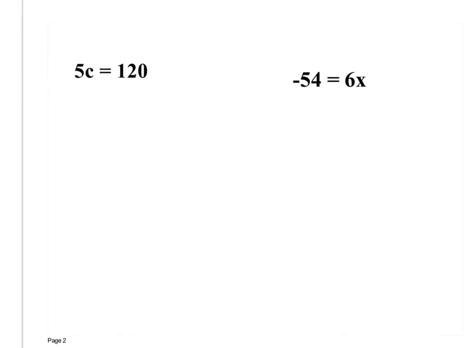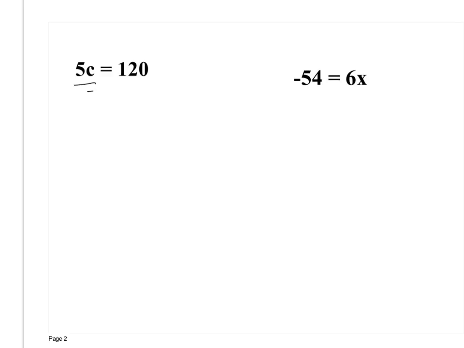All right, so write these problems down. Here I have 5c equals 120. My goal is always to get the variable by itself, because that's how I find out what it is. So I undo what's being done to it. What's being done to c? I'm multiplying it by 5. 5c is c times 5. So I divide by 5 to undo it.